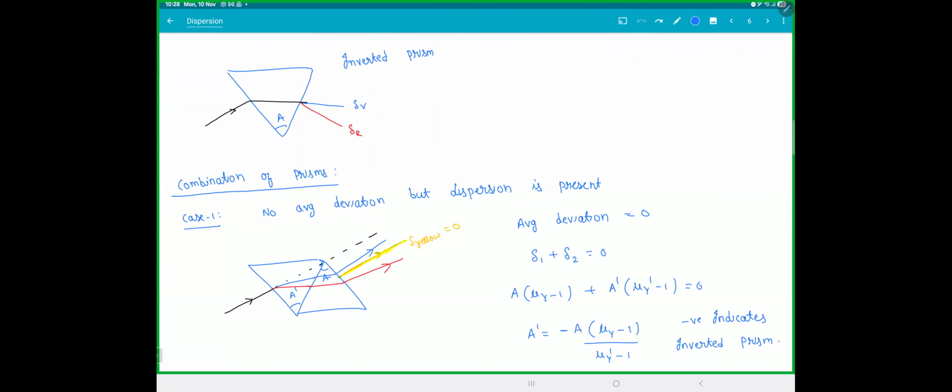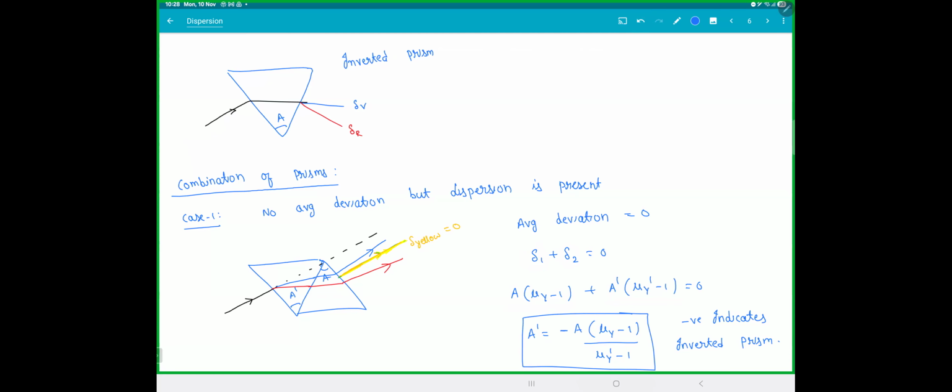So if deviation is 0, what does it mean? First prism will give deviation delta 1, second prism will give deviation delta 2. Add them. What is deviation? A into mu minus 1. So A into mu yellow minus 1, A dash into mu yellow dash minus 1. Remember, both the prisms will have different materials and different mu values. So if you solve this, you will get the relation. If you want average deviation to be 0, the angle of the prism must be this, and the negative indicates the prism is inverted.